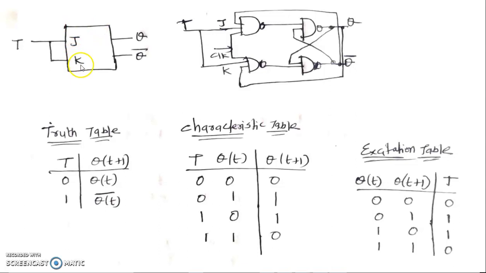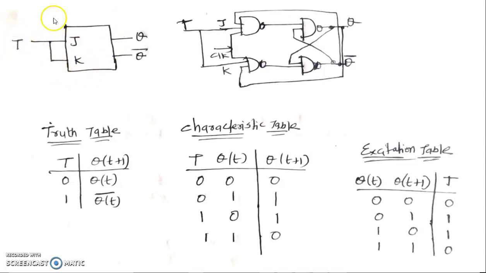You know the JK flip-flop diagram. This is the JK flip-flop diagram, and you can convert the JK flip-flop to T flip-flop just by connecting J and K as a single pin here. Now we'll see how this works.